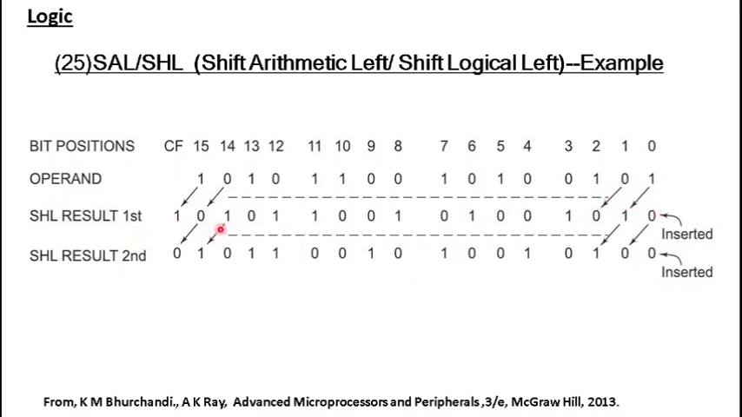Now this is the current value in the destination. If you perform one more shift, the 0 which is there in the MSB will be shifted into the carry flag, then correspondingly the other bits will be shifted to the left, and 0 will be inserted from the right into the LSB.